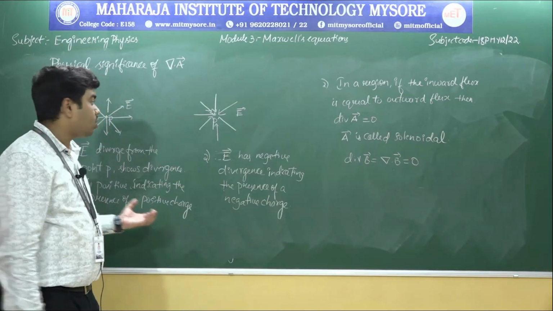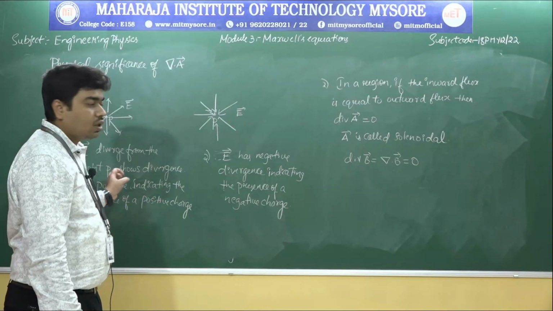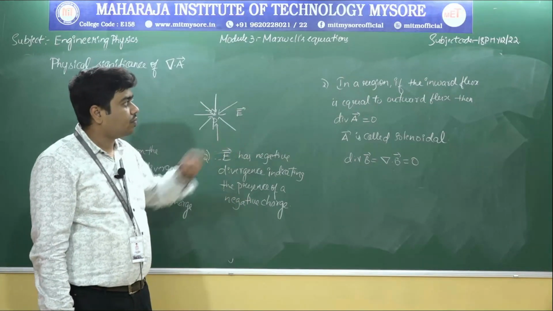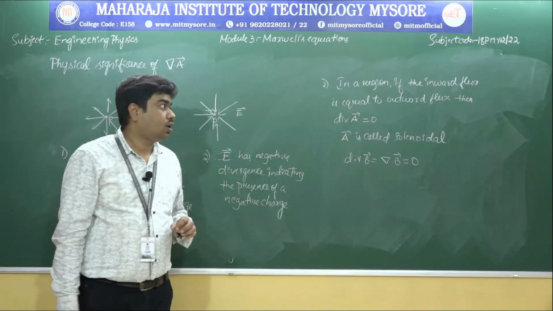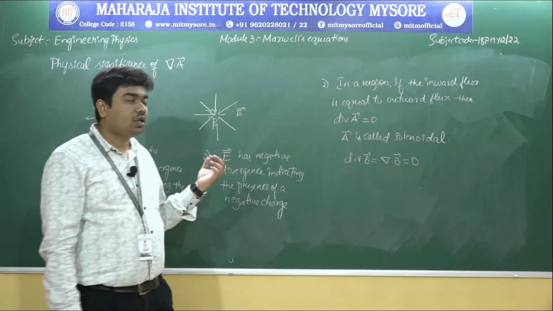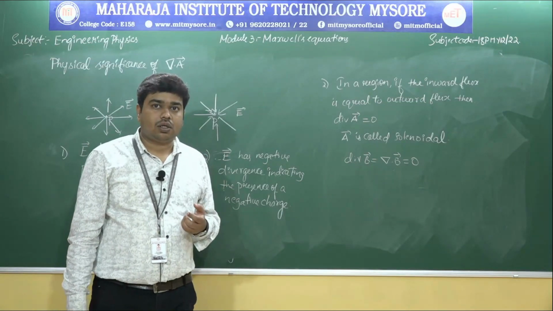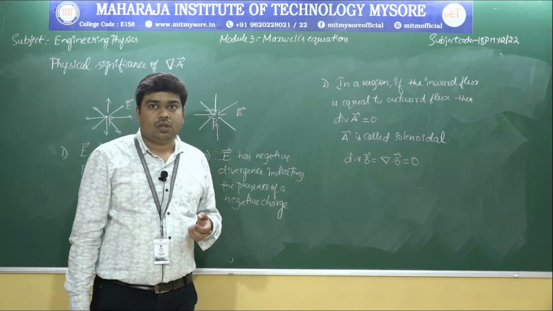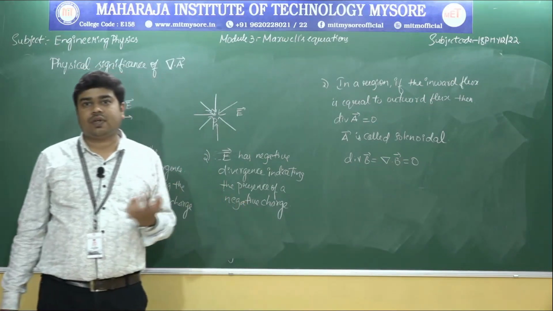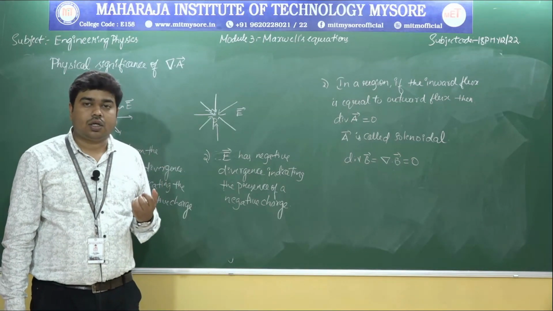So, these are some of the properties based on the physical significance of the divergence. One is regarding the divergence and convergence of the electric field lines, and the second is regarding the inward flux and outward flux. If they are equal in a vector field, then the divergence of such a vector field becomes equal to 0, and such a vector is called a solenoidal vector. So this is the physical significance and some of the properties of the divergence of a vector inside the vector field.